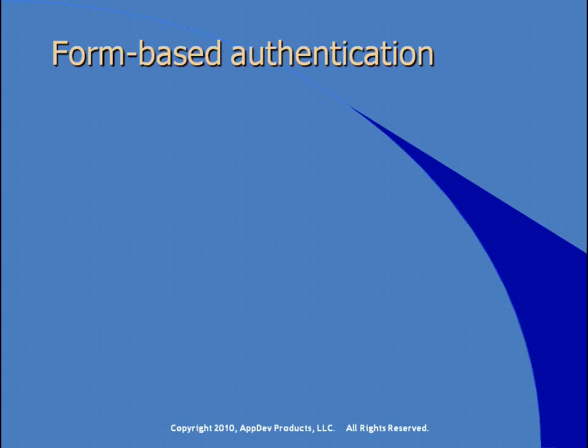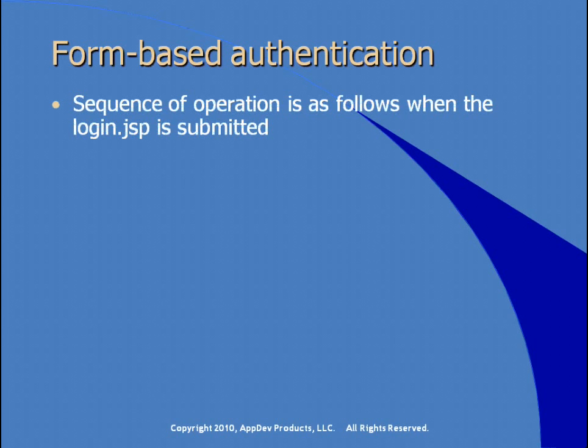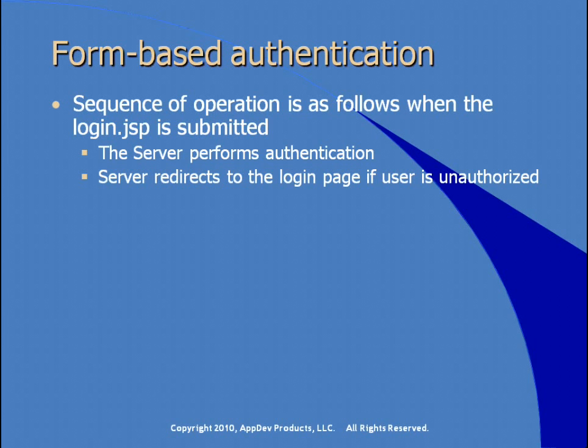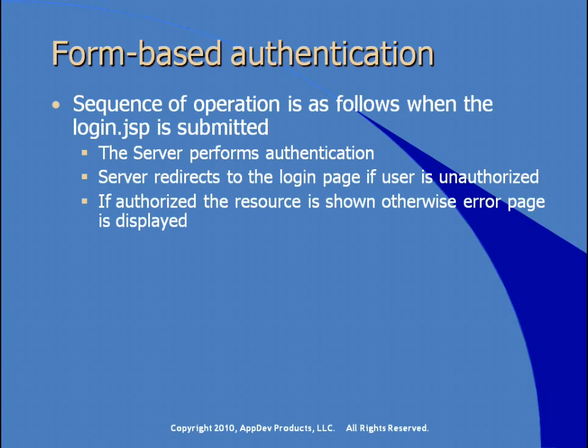If you're looking at using form-based authentication, there's a sequence of operations that gets followed when the login.jsp is submitted. The server performs any authentication that is necessary. The server then redirects to the login page if the user is unauthorized. If authorized after the form is submitted, the resource is shown, otherwise an error page is displayed as defined in the login config element.